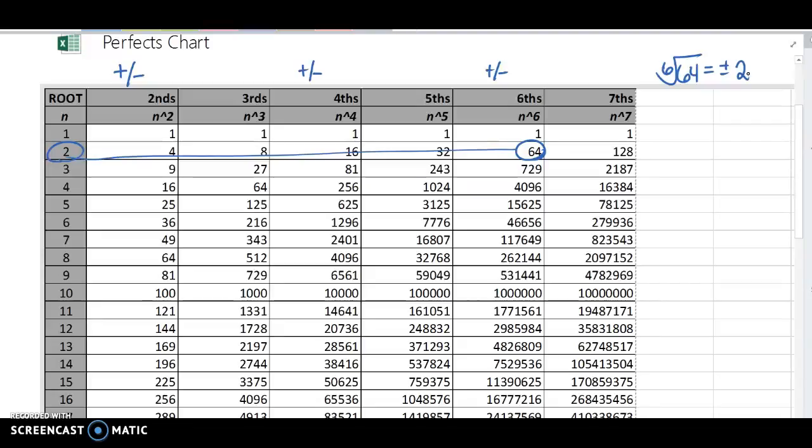If you're taking the third root of 27, if it's third root of positive 27, your answer is +3. If it's the third root of -27, your answer would be -3. Your positive negative would match whatever your radicand was.